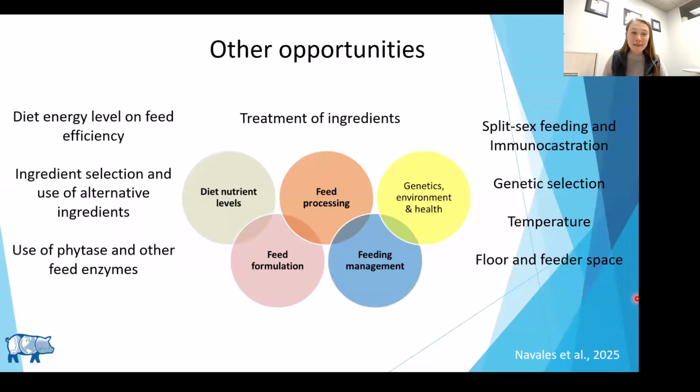So today, for the sake of time, I just went over some really high level factors that impact the efficiency of a pork production system. However, there's so many more aspects that also go into looking at the efficiency of the system for an LCA. So this can be anywhere from diet energy level to ingredient selection or use of enzymes.